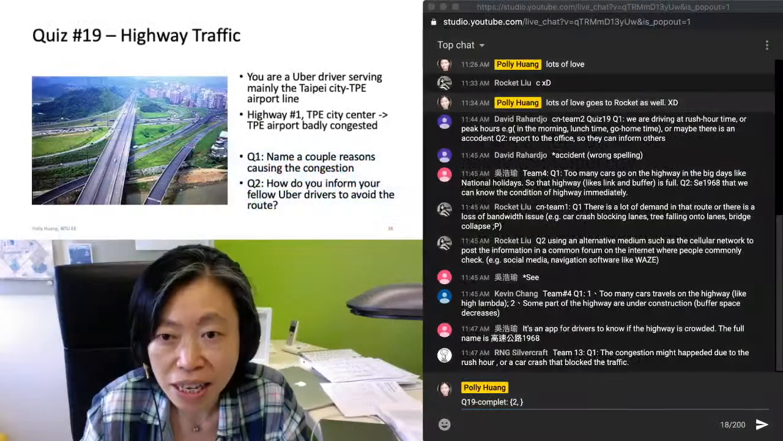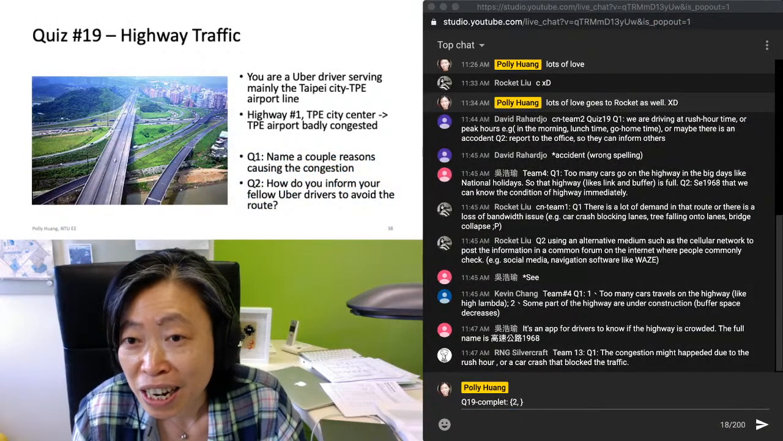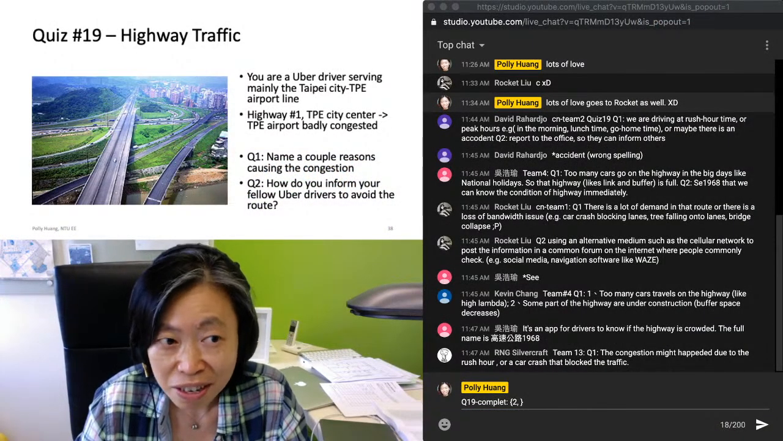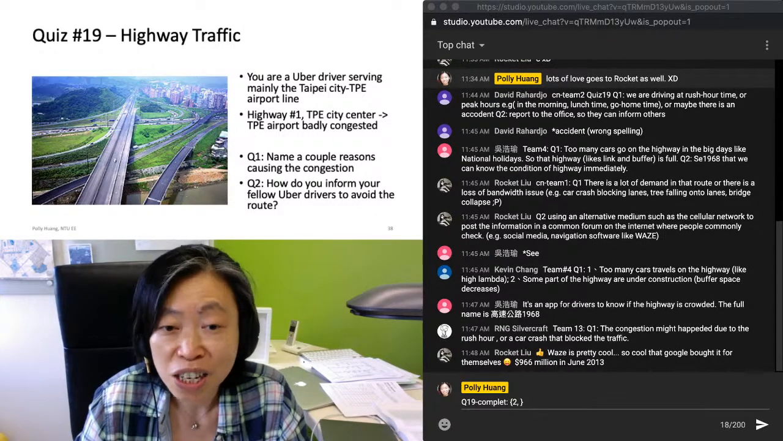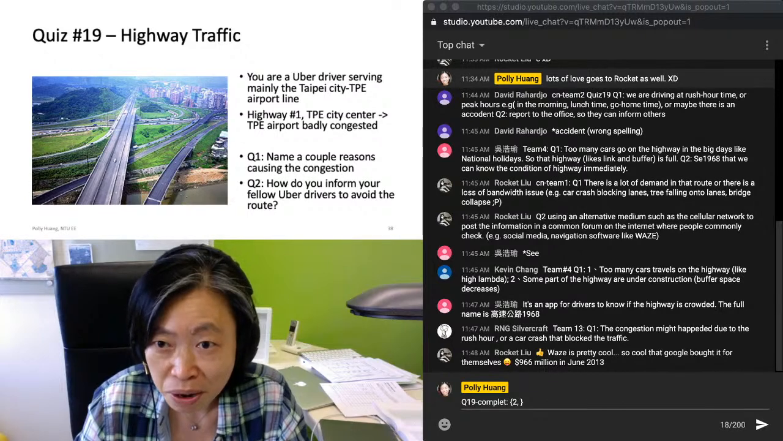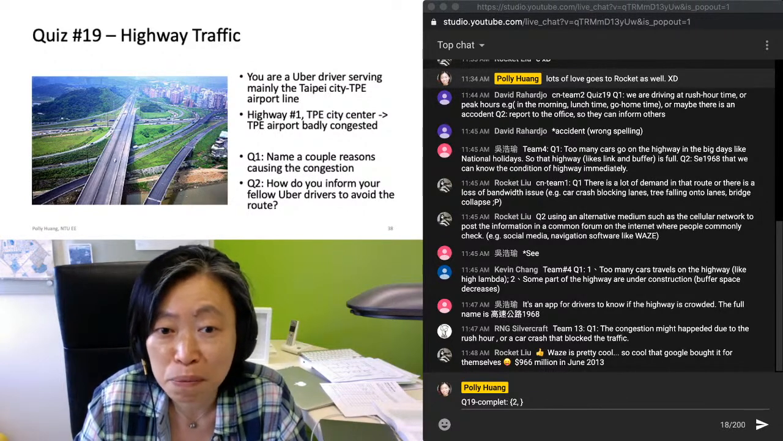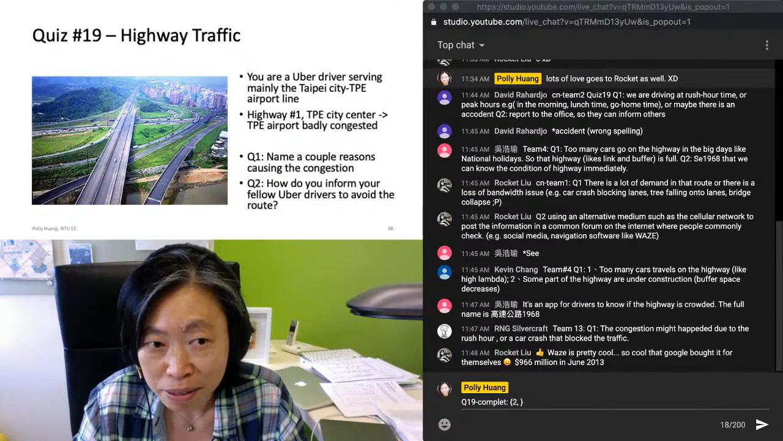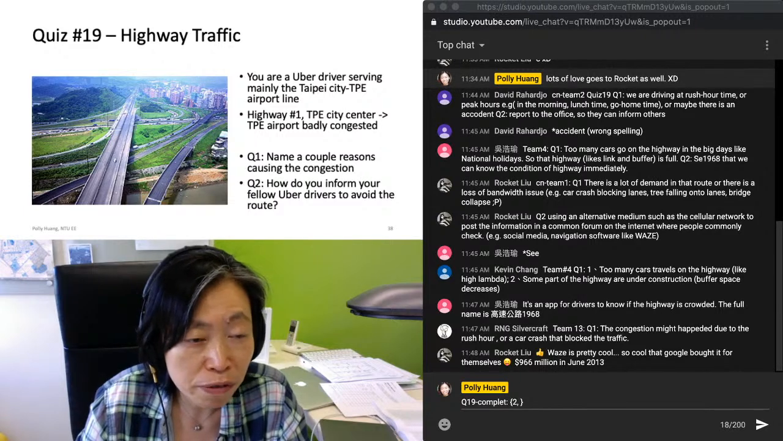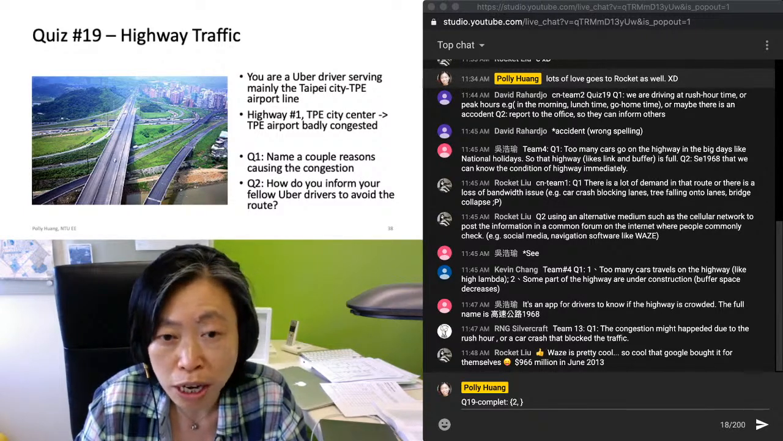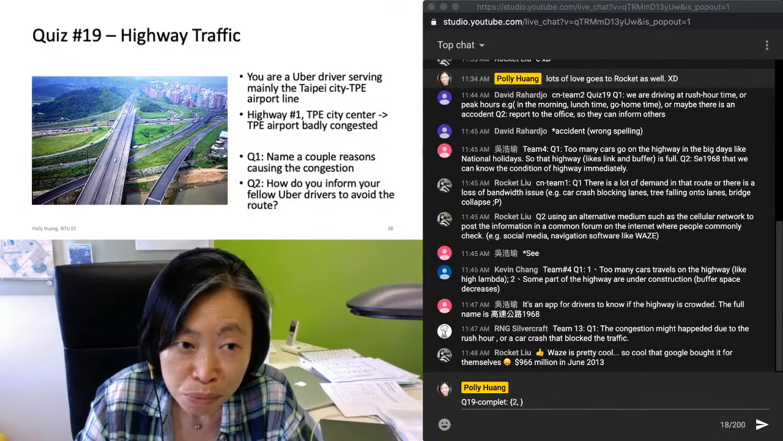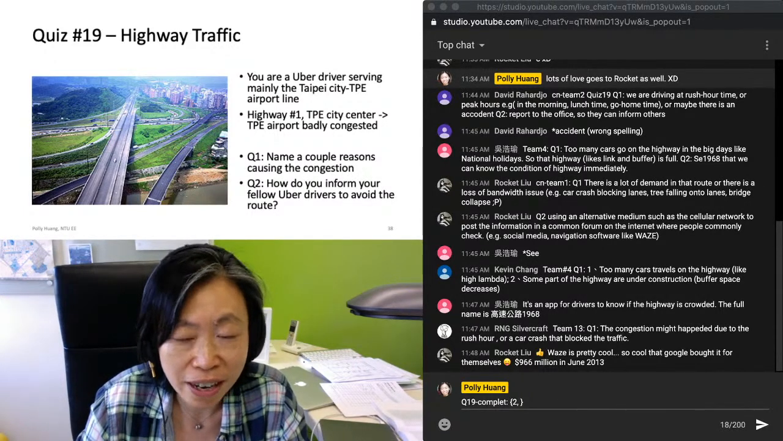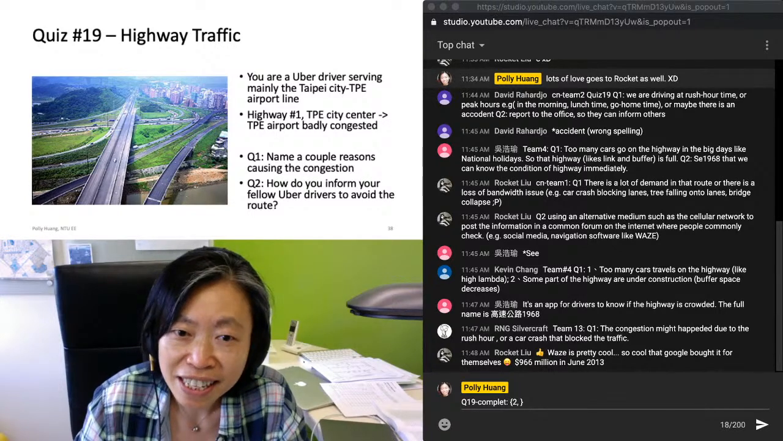So essentially, lots of different causes. Rush hour, too many cars onto the highway too fast. Accident, construction, other obstacles blocking the way, or some of the bridges on the highway collapsed. And the potential fixes is just typing on the app, okay? Or use social media to inform the friends who are probably also Uber drivers. Great. So you see that.